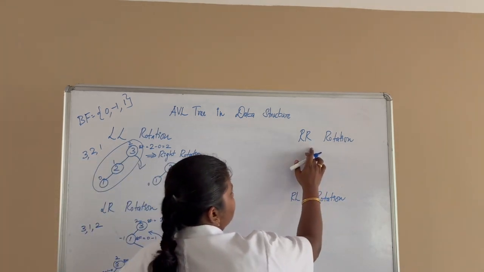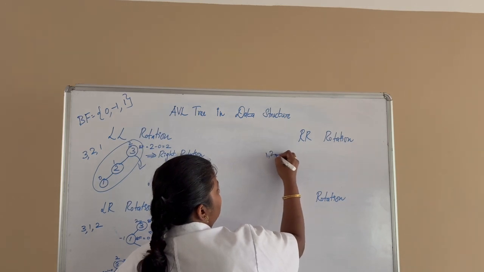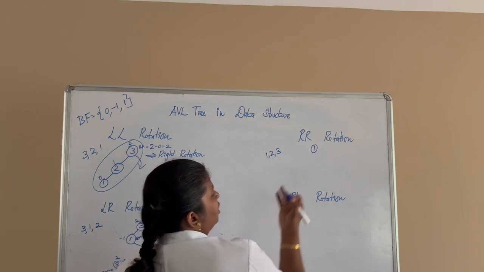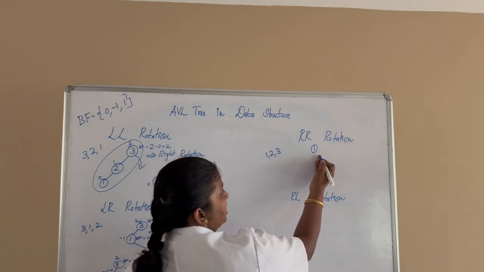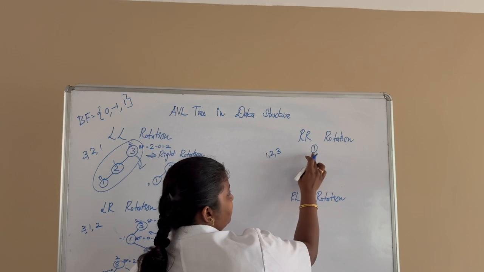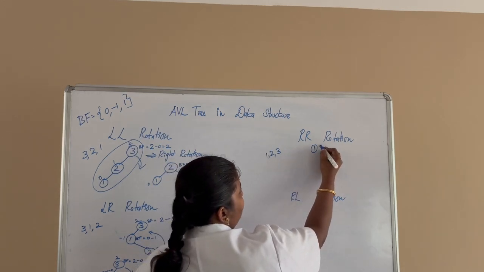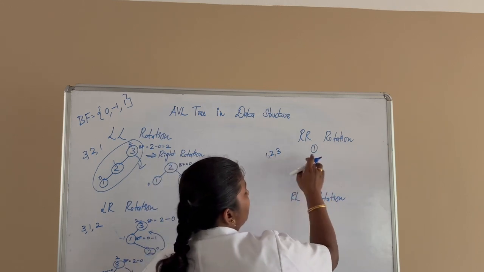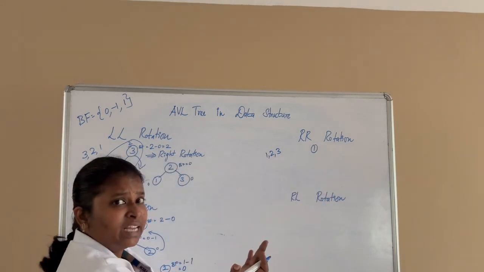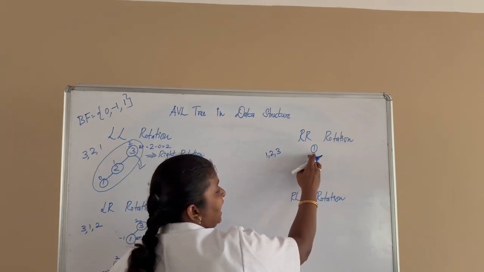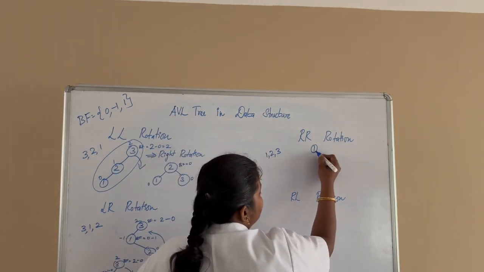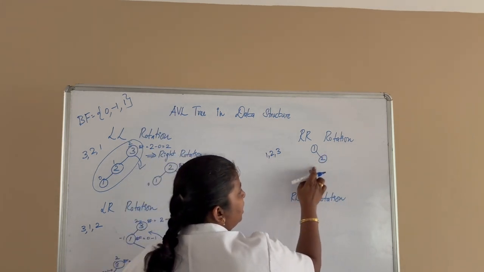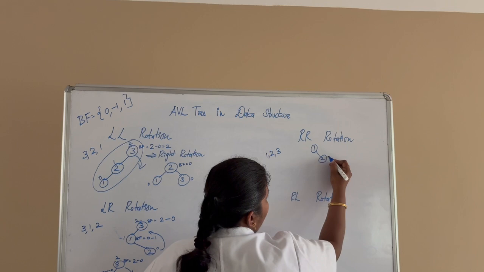Next, for RR rotation, consider the elements 1, 2 and 3. The first element will be the root node, and you need to check the balance factor. There is no left subtree and no right subtree, so the balance factor will be 0. For inserting the value 2, you have to check with the binary search tree condition. That is, the value 2 is greater than the root value 1, so it will be inserted towards the right subtree. Now you have to check the balance factor. There is no left and right subtree for 2, so the balance factor will be 0.